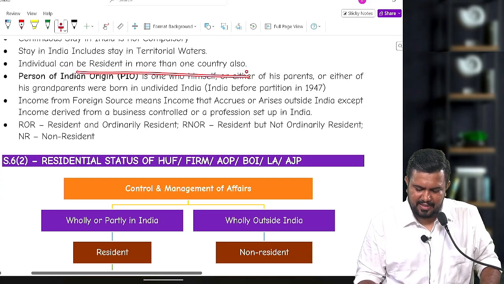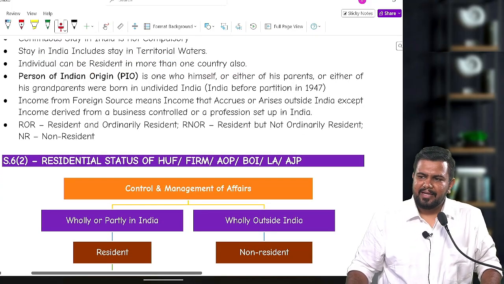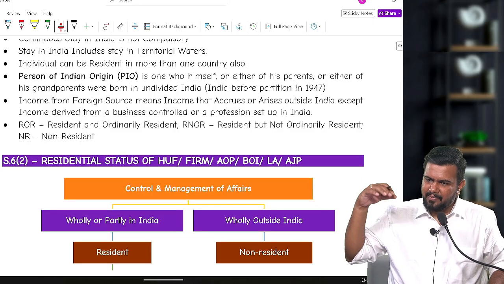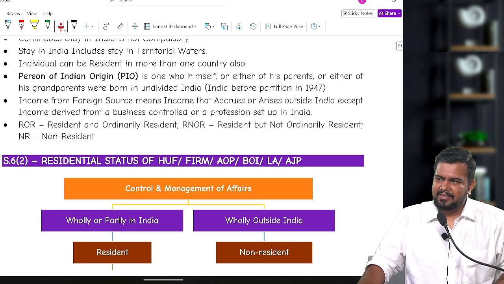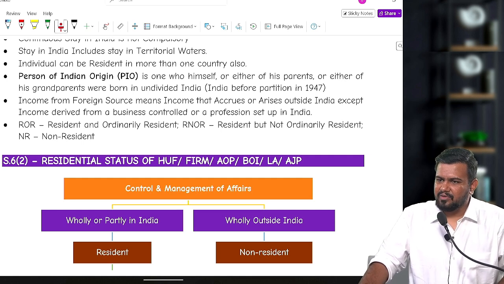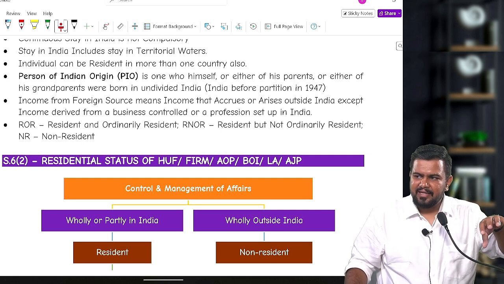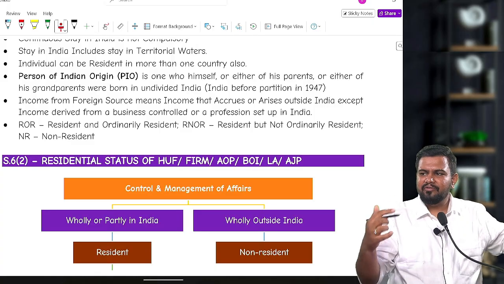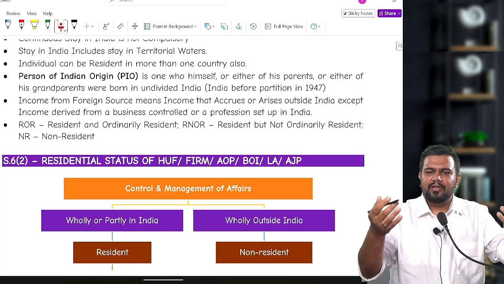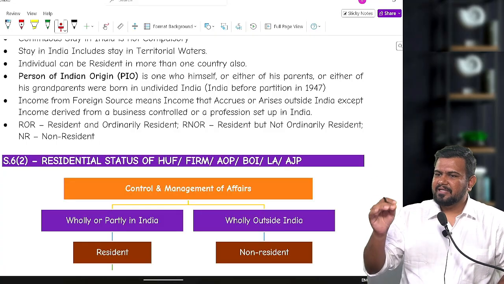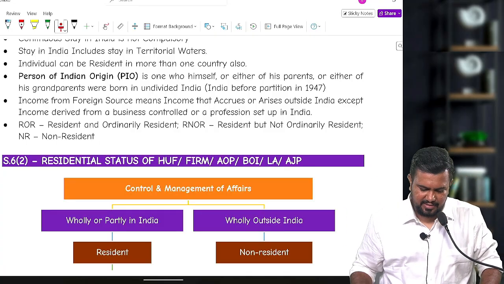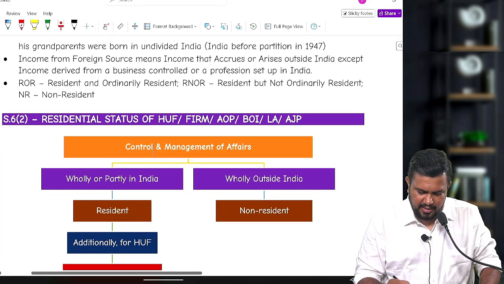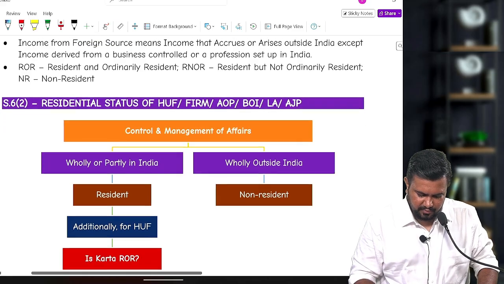Then an individual can be resident in more than one country also. I can be resident in India and also resident in the US. Then what to do? Will I pay 100% tax in India and 100% tax in the US? The answer is no, it does not work like that. If I am resident in both India and the US, then India and the US will have an agreement with each other on who is going to tax that person. It is called the double taxation avoidance agreement. It is in the CA final syllabus. Then person of Indian origin we have seen. Then income from foreign source we are going to see now.